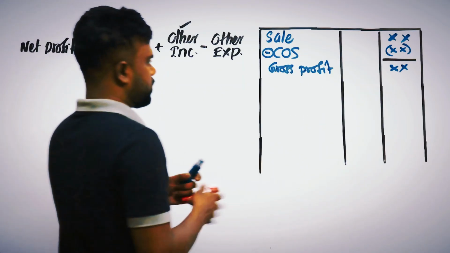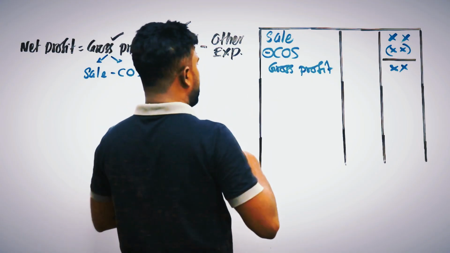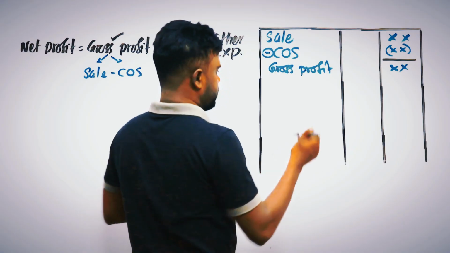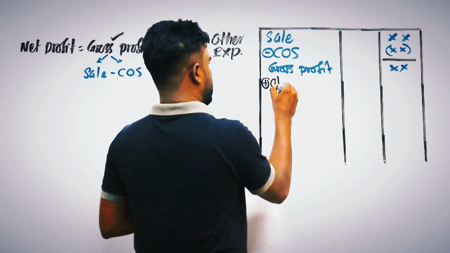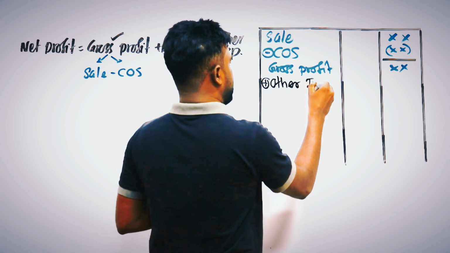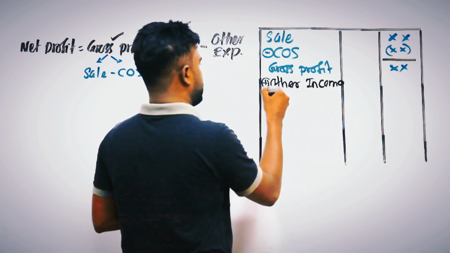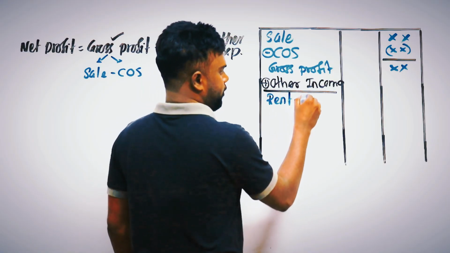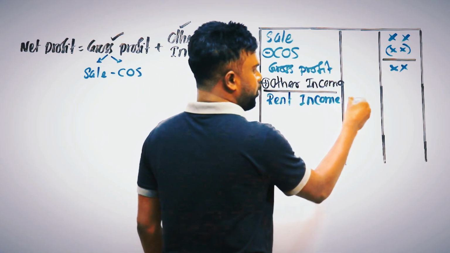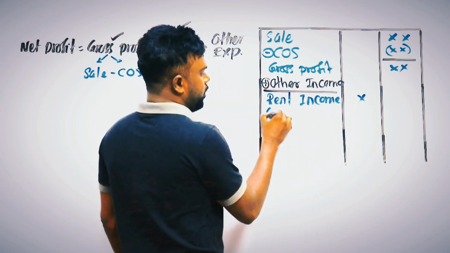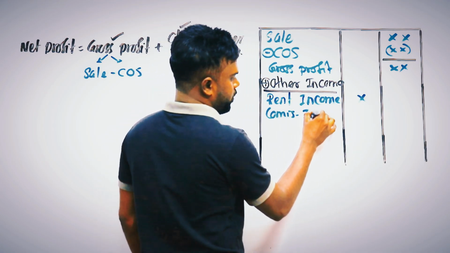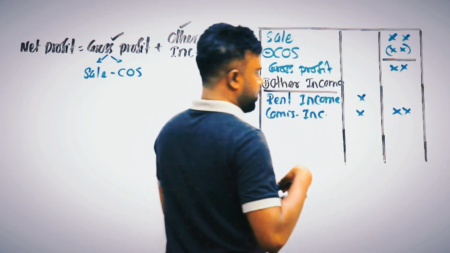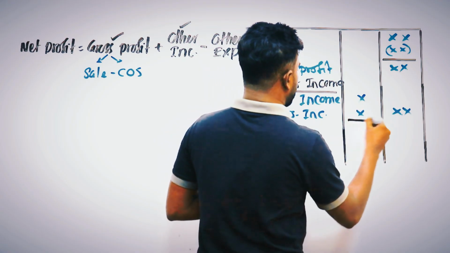Then you have to record gross profit, and then add other incomes. What are the examples of other incomes? You have to take totals. Okay, rent income. If there are so many items, record them in the first column. Rent income, commission income. Record in the first column, and the total is transferred to the second column.